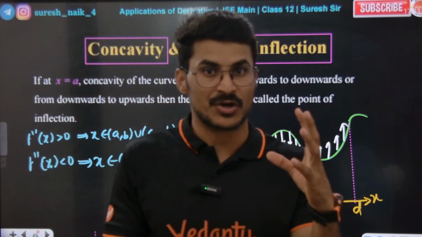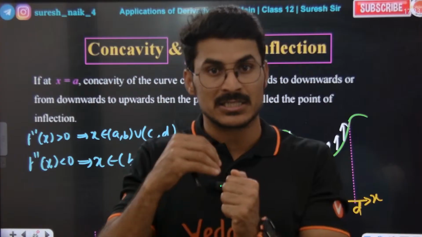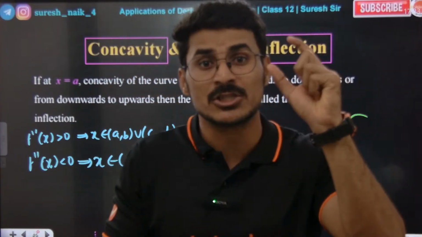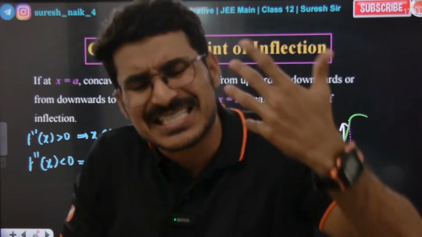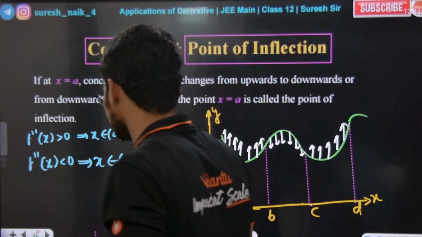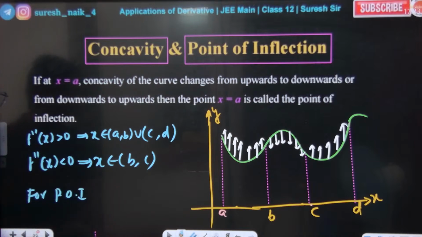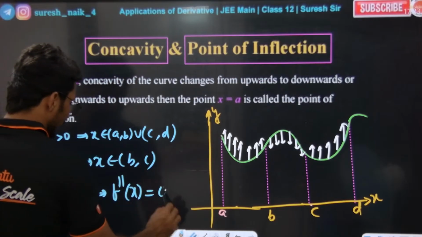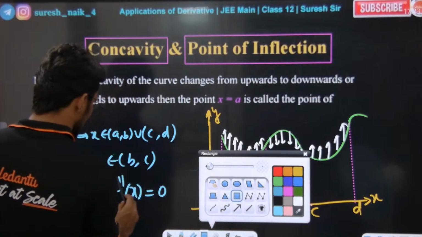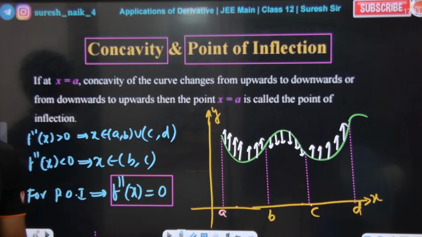Double differentiation of a function equal to 0 gives us x values. Those values will be considered as points of inflection, but that is not a sufficient condition. Sir, what are the necessary and sufficient conditions? I'll give you, basically, for point of inflection, PI means point of inflection. So f double dash of x is equal to 0, and it has to change the sign as well.